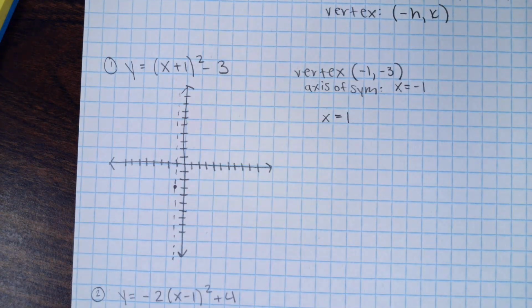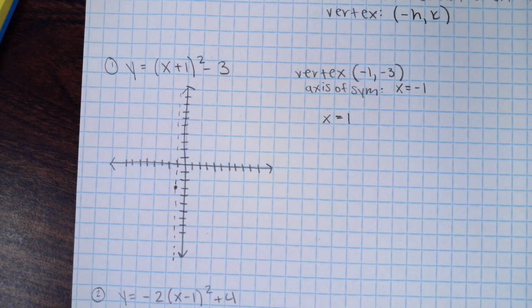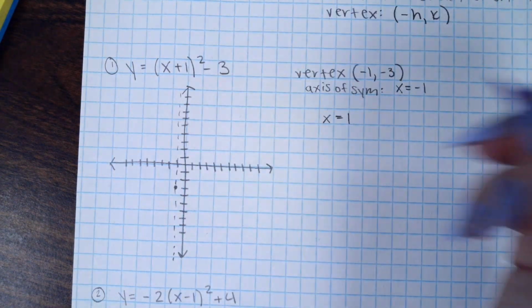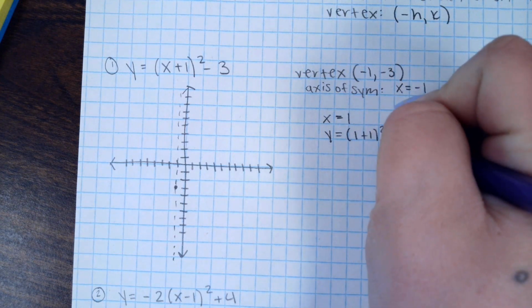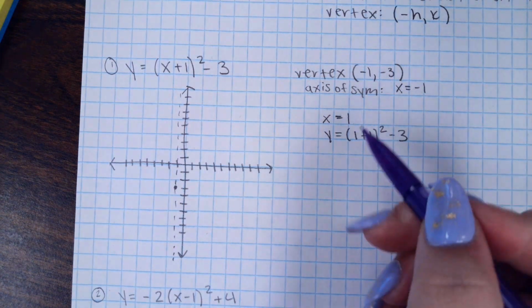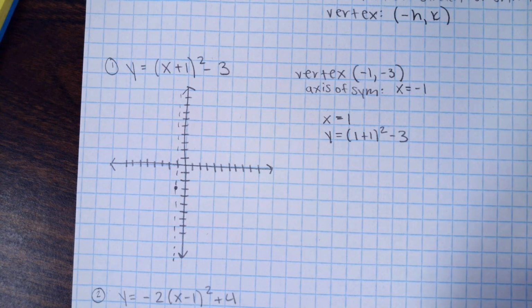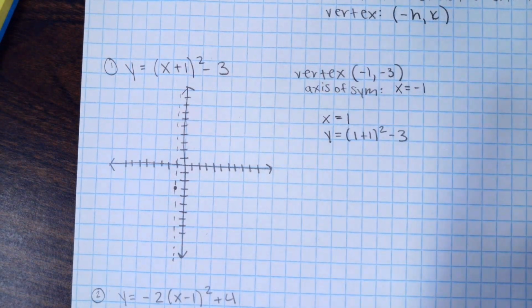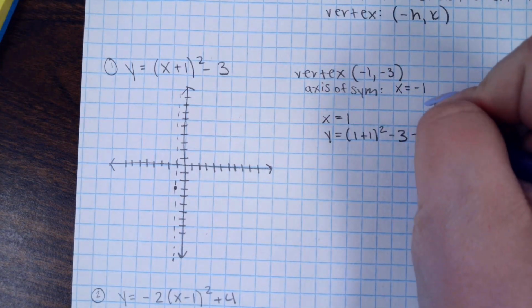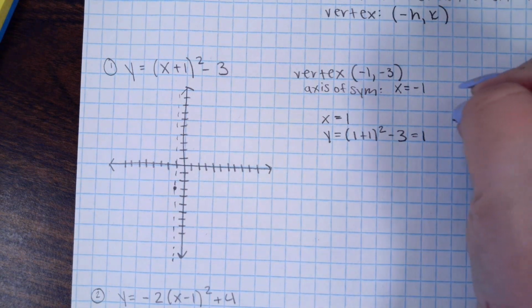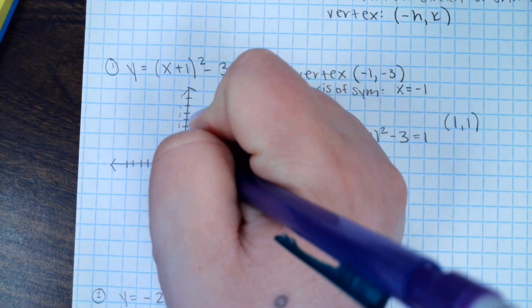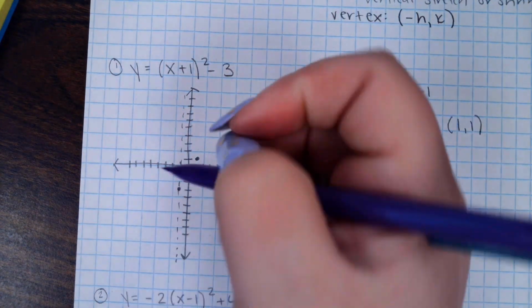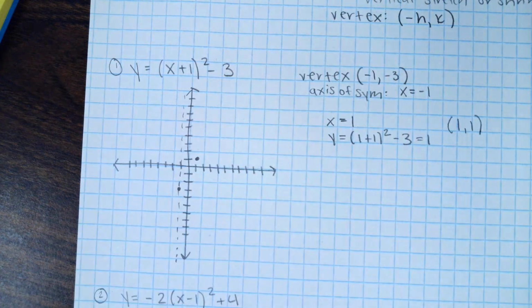So when x equals 1, how do we figure out what our y value is? We plug it in, right? Y equals 1 plus 1 squared minus 3. You can just type it in your calculator, or you can do the math. 1 plus 1 is 2. 2 squared is 4. 4 minus 3, that gives us 1. So that means 1, 1 is a point on our graph. So now we have one side of our parabola. We know it's going to go up like this.